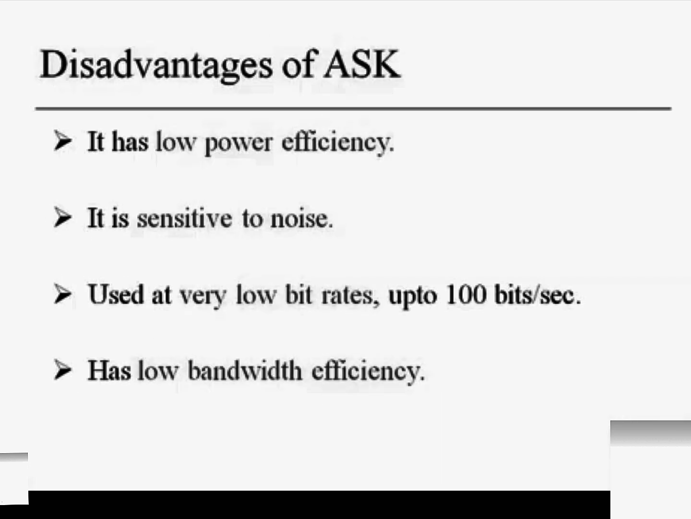Let us see the disadvantages. The disadvantage of the ASK signal is that it has low power efficiency. The signal is very sensitive to noise and gets affected as soon as noise affects the amplitude. This you can compare to the amplitude modulation technique. It is generally used at very low bit rates, say around 100 bits per second. It also has low bandwidth efficiency.